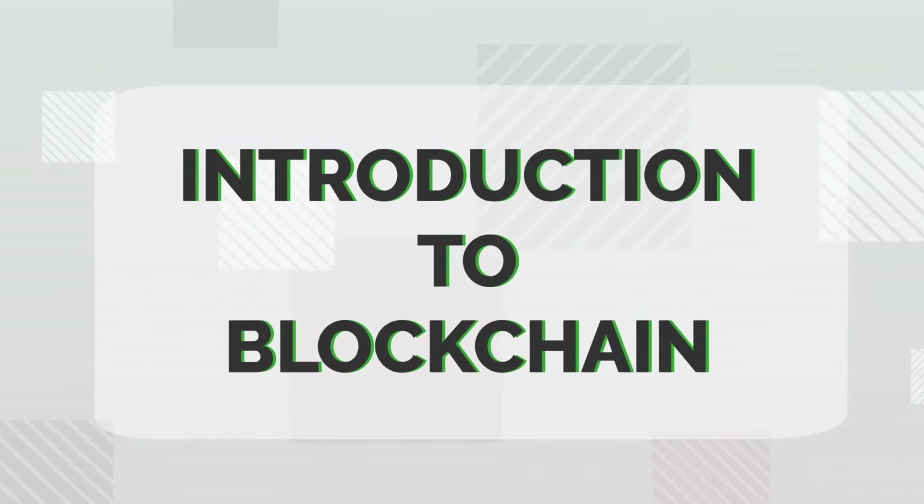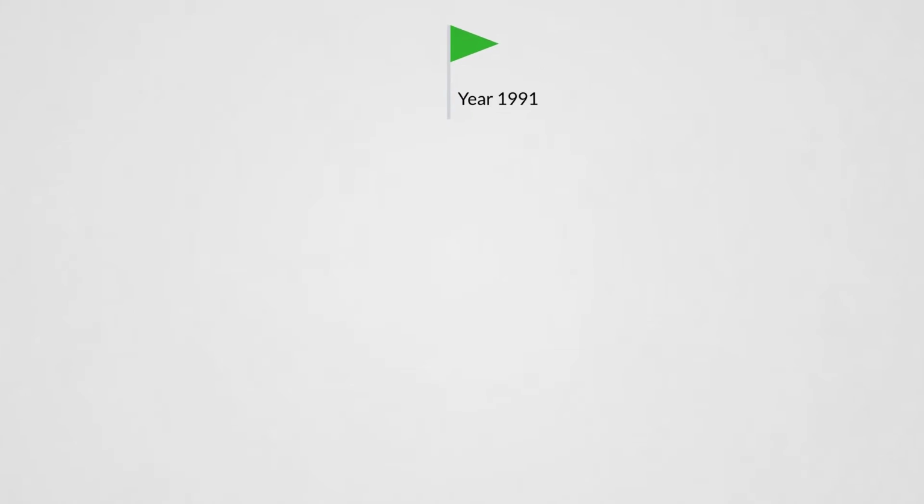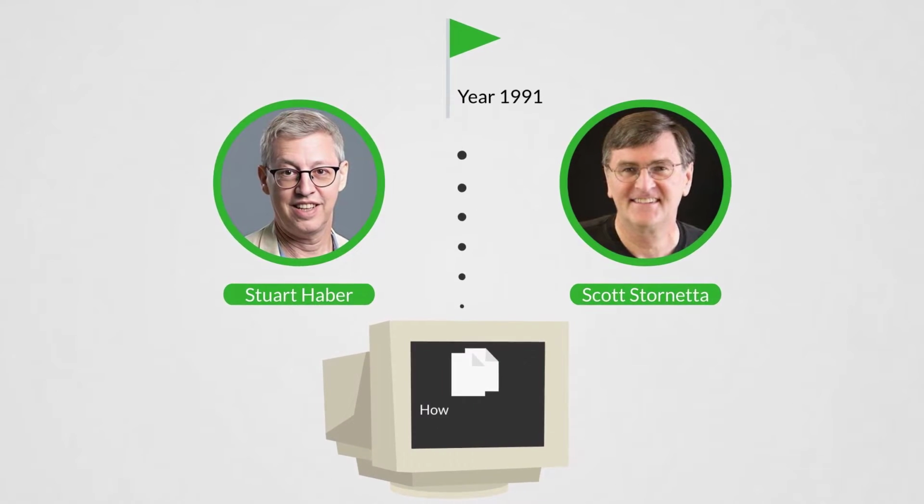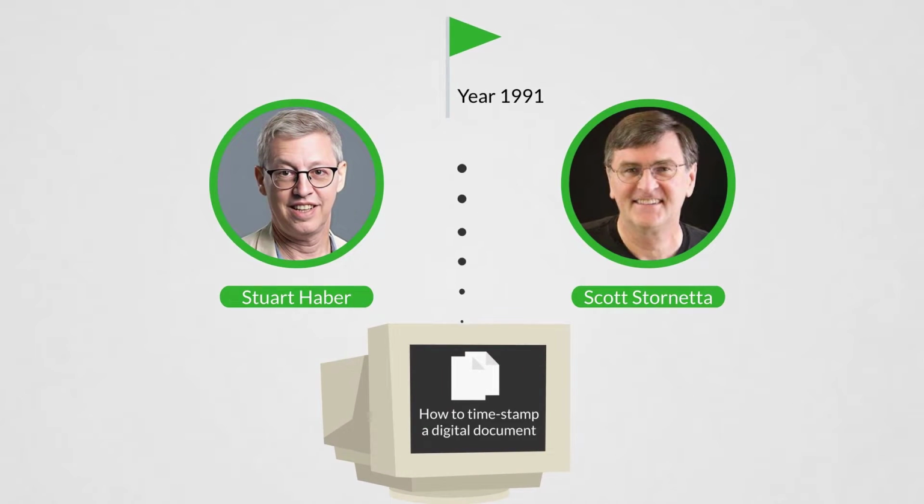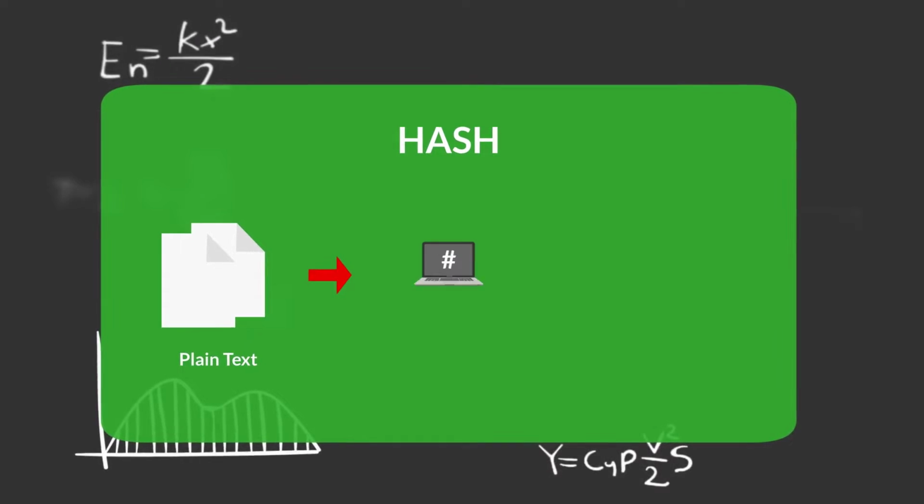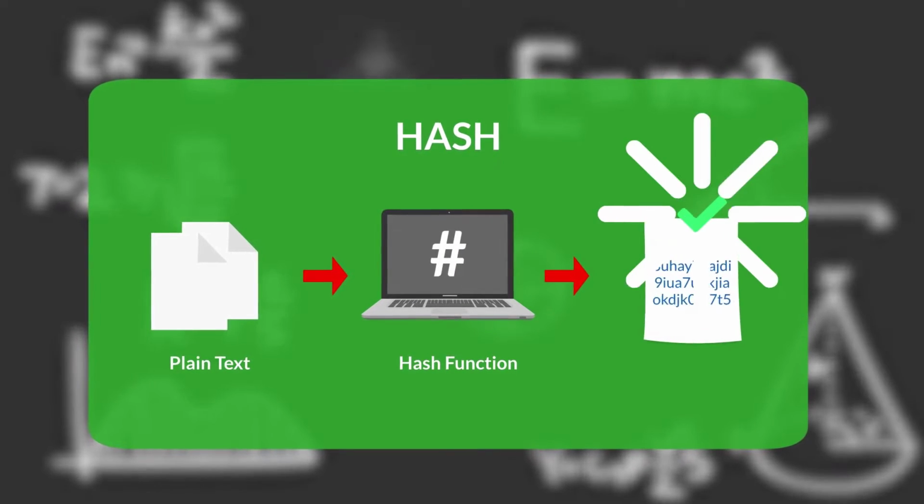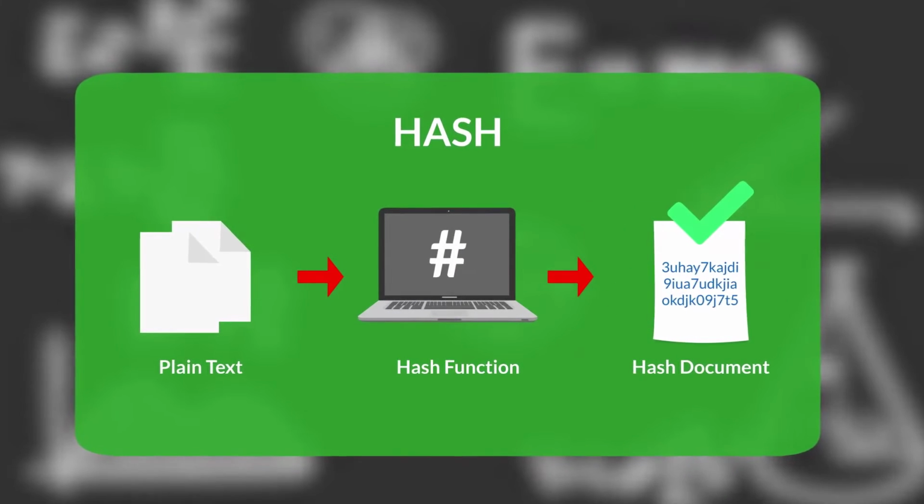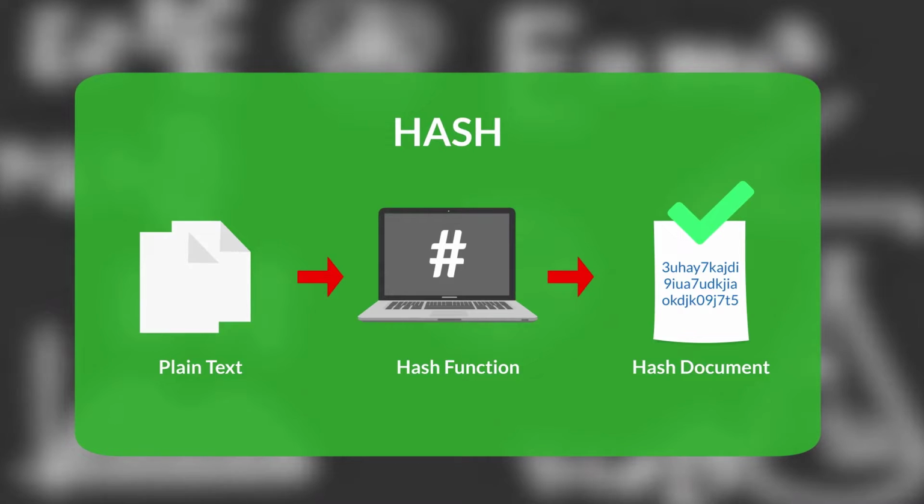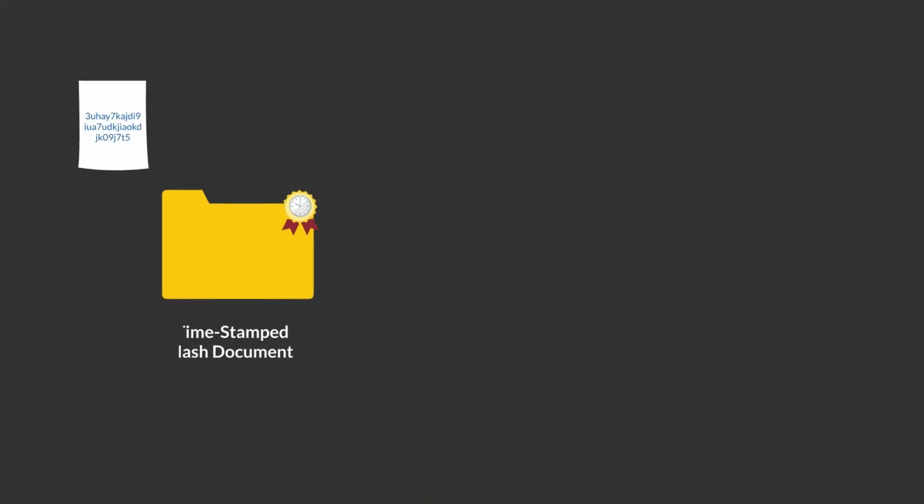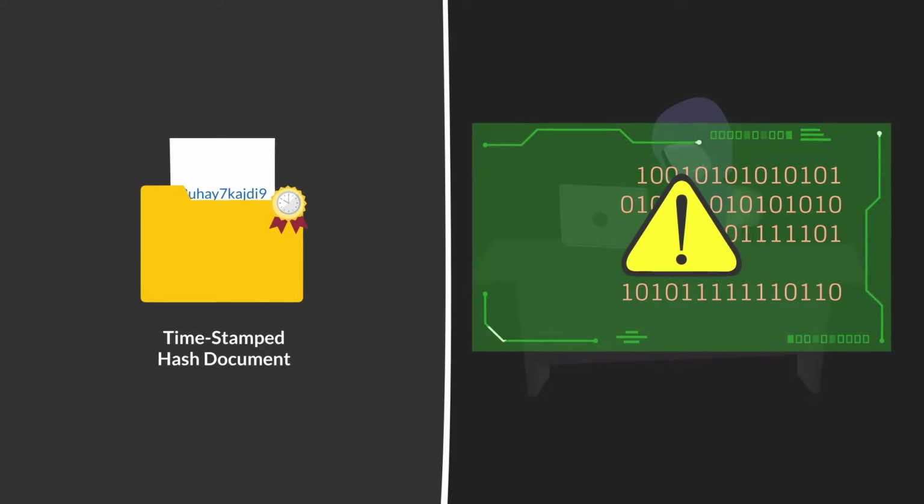Introduction to Blockchain. In the year 1991, Scott Stornetta and Stuart Haber both published a white paper titled How to Timestamp a Digital Document. In this paper, they introduced the concept of using a mathematical function called a hash to create a unique ID for a document, which could be used in verifying the authenticity and integrity of the document at any given time. The timestamp ensured the document could not be altered without detection.